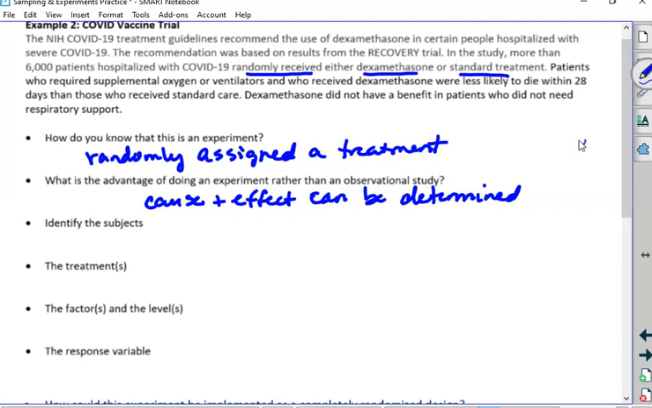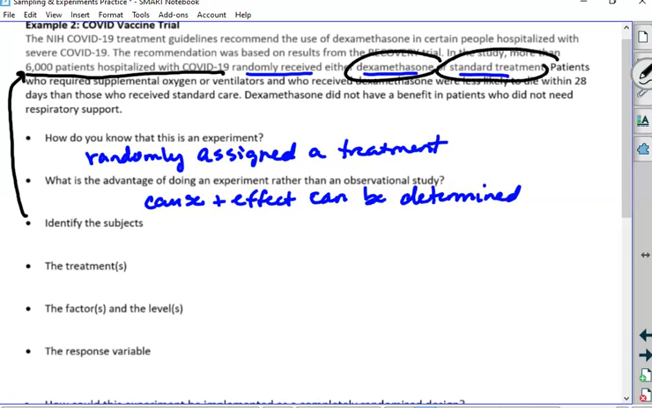Identify the subjects. Subjects here, 6,000 patients hospitalized with COVID-19. So there's our subjects there. Pretty obvious in this case. The subjects are whoever's receiving the treatments. All right, the treatments, we know what those are. The treatments, dexamethasone and standard treatment. Those were the treatments.